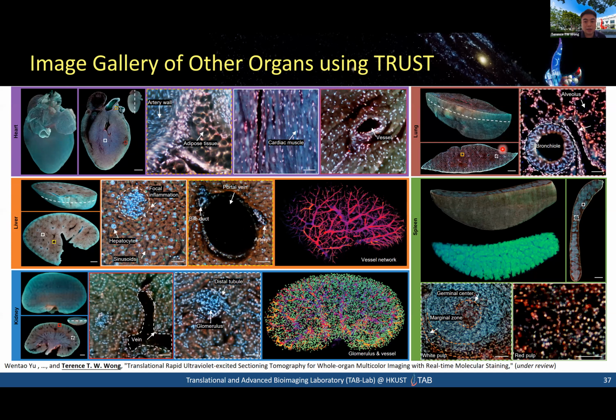Although the lung is the one where we do have to have some sort of treatment of the tissue, we may need to inject gelatin to support it in a better form, because there are so many airspaces in the lung tissue, making it so hard to cut very well. But for other organs like heart, liver, kidney, spleen, all of them are doing very well.